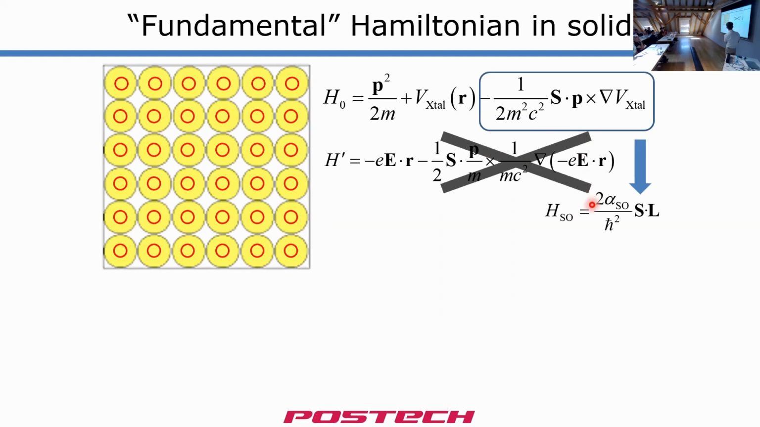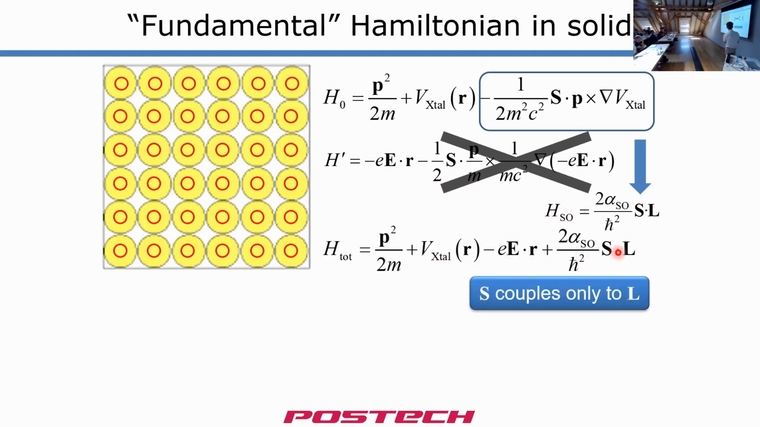Then this term may be replaced by a very simple and famous term, L dot S. Here L is something like a new internal degree of freedom of the electron. And this is my fundamental Hamiltonian in the presence of an electric field. Now you can see that spin appears only here and it couples only with the orbital angular momentum. So if something interesting happens to spin, that means it should be mediated by orbital angular momentum.